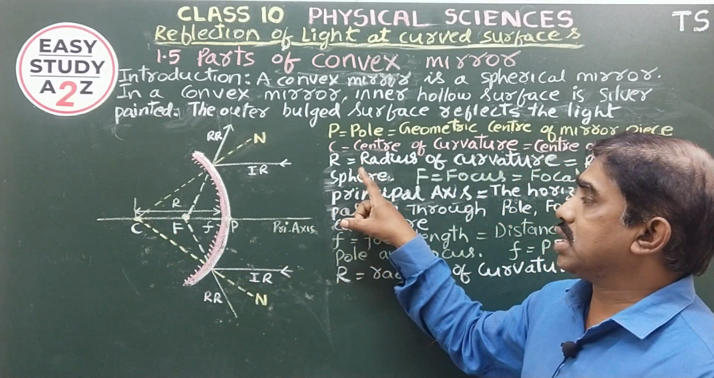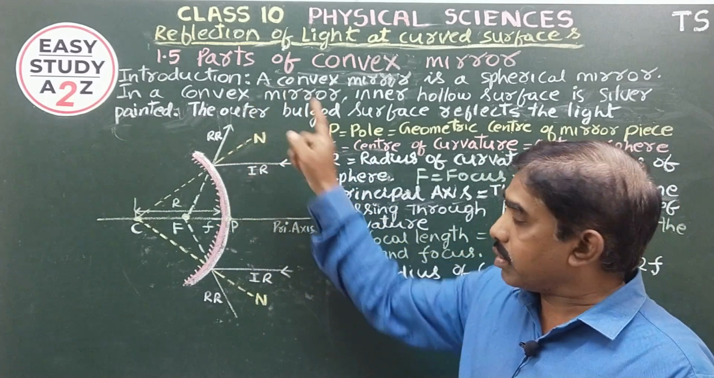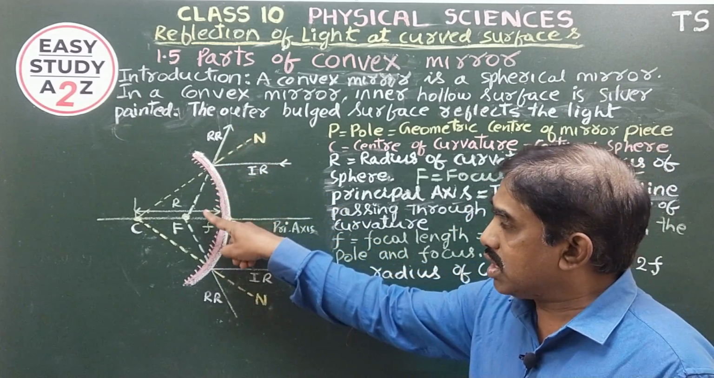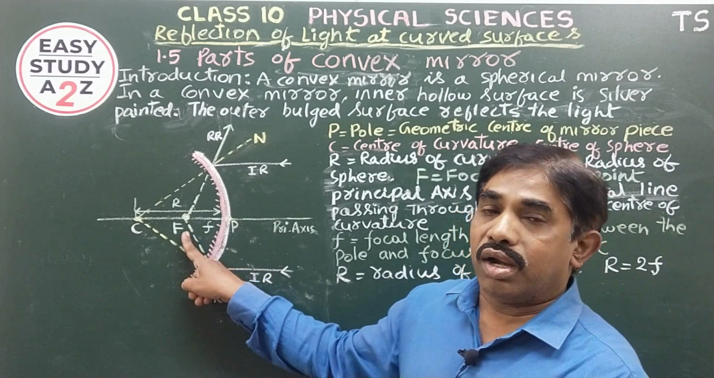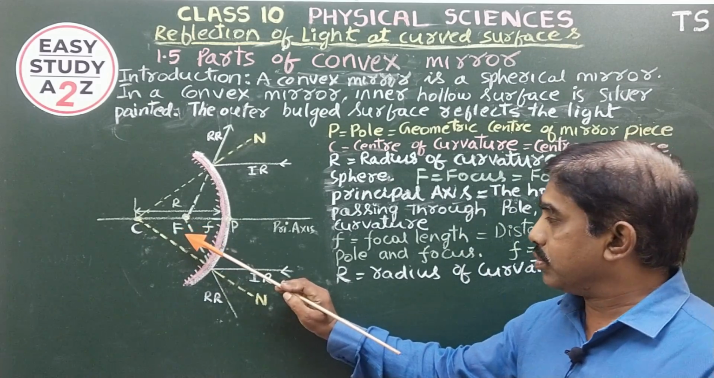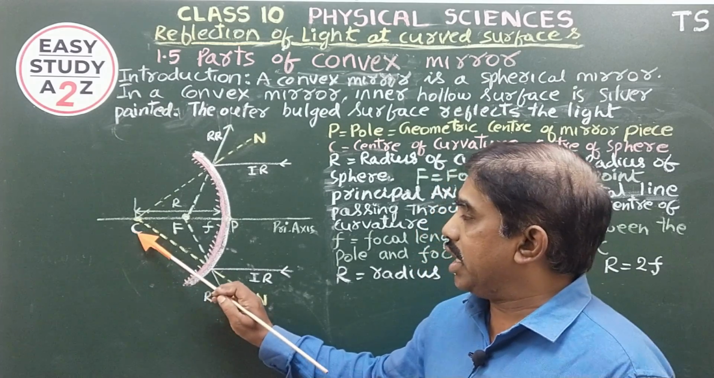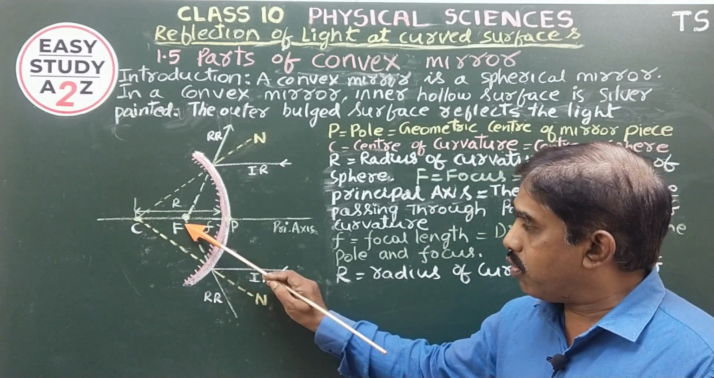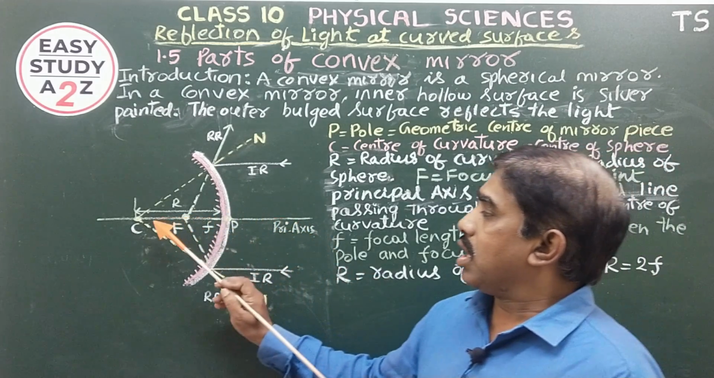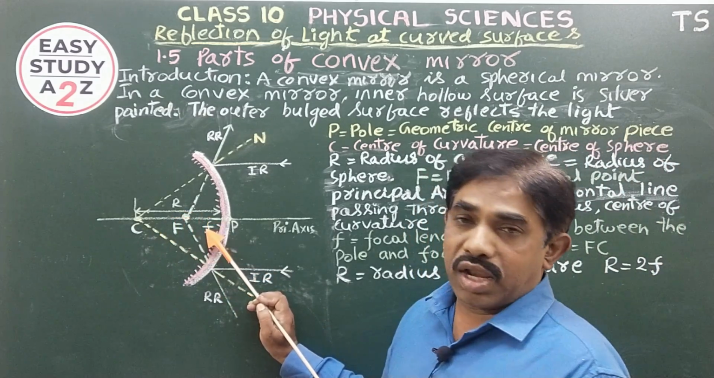Now when light rays fall on the convex mirror, they are reflected back. Now when we extend the reflected rays backwards, they meet at a point called F, and this F is known as the focus or focal point. Now the line passing through the center, the focus and the pole is called the principal axis. The radius of curvature R is generally equal to twice the focal length.